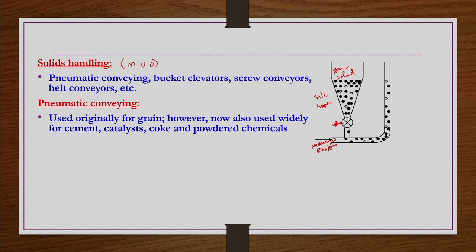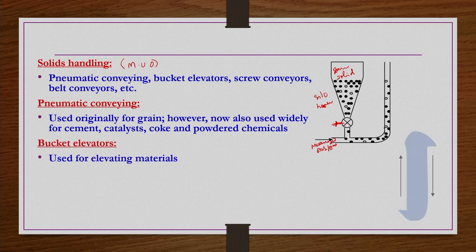These are also important. Let us say you have a gas-solid reaction, and you need to feed the solids continuously. Then you may have such situations. Bucket elevators are used for elevating materials in general. Now this section is actually rotating, right? So there are some kind of belts there.